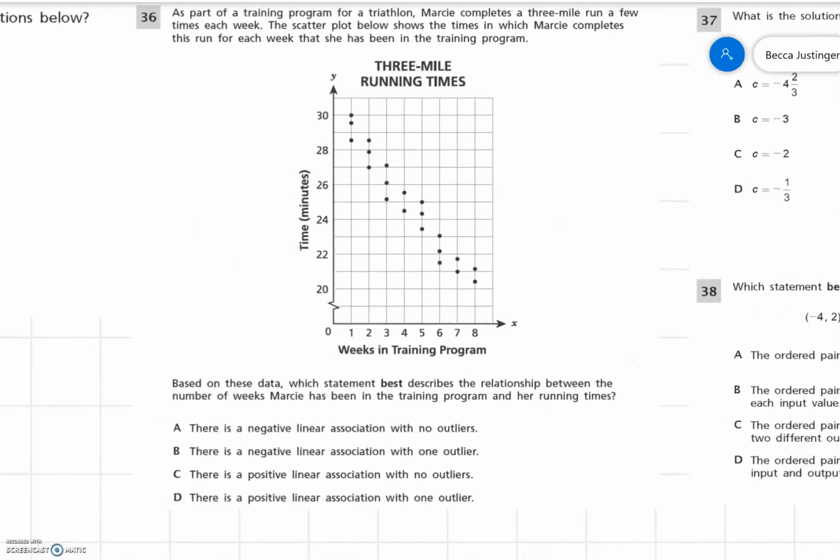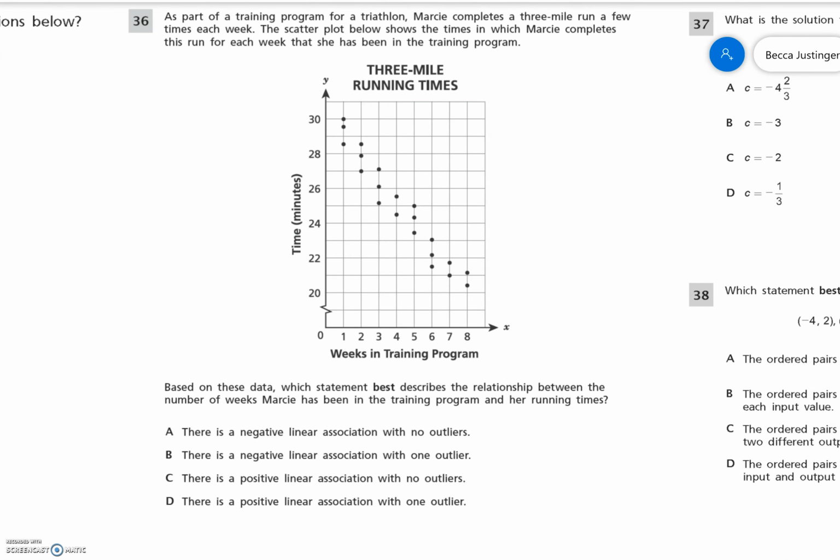Number 36. As part of a training program for a triathlon, Marcy completes a 3-mile run a few times each week. The scatter plot below shows the times in which Marcy completes this run for each week she has been in the training program.